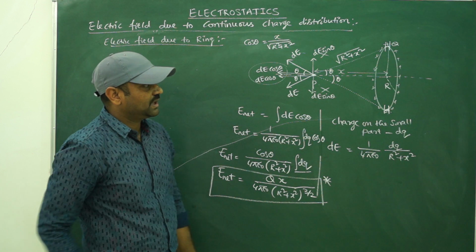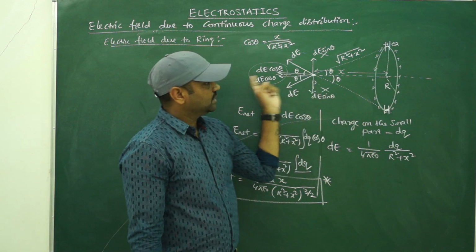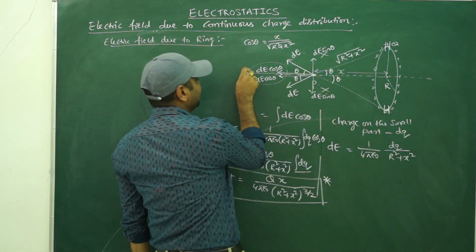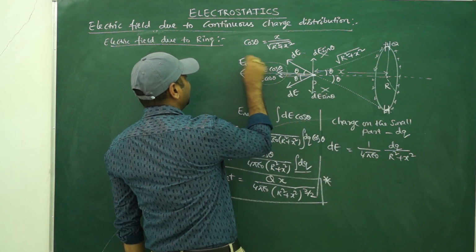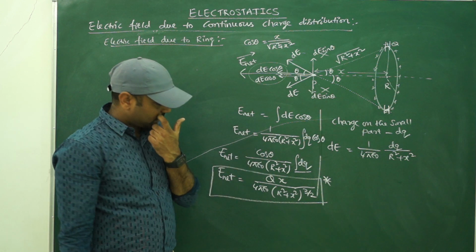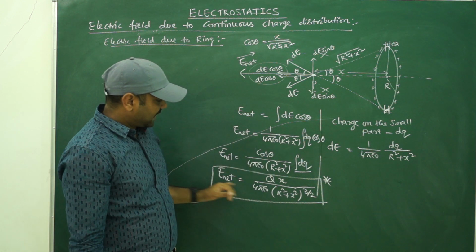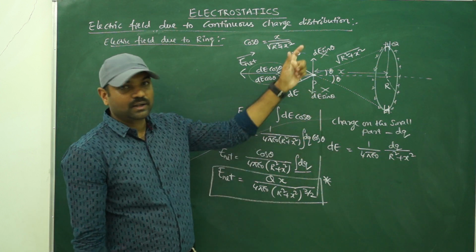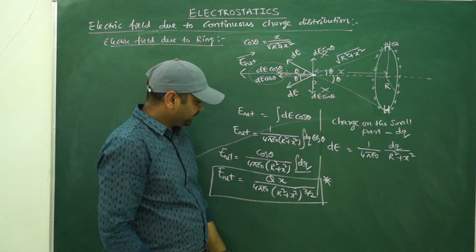And how is the electric field? Along the axis. Along the axis of the ring, as it is carrying the positive charge, the field will be away from it. This is the net electric field direction. Okay, and this is the magnitude. So the magnitude depends on distance x, even the radius of the ring also, and the charge of the ring obviously.